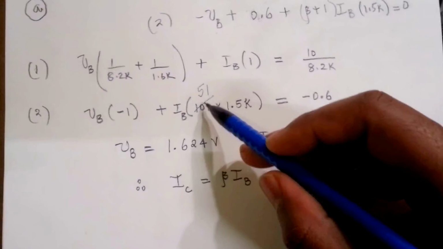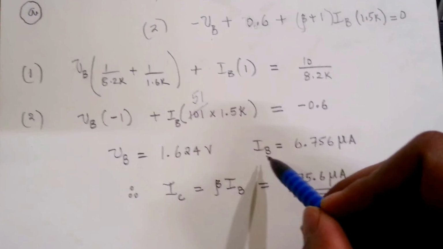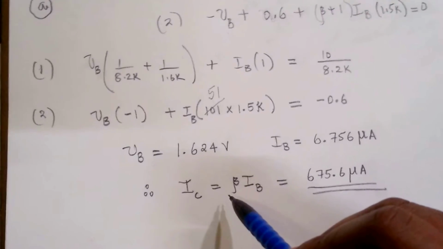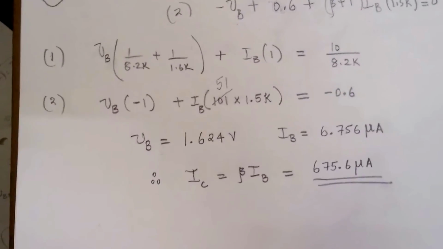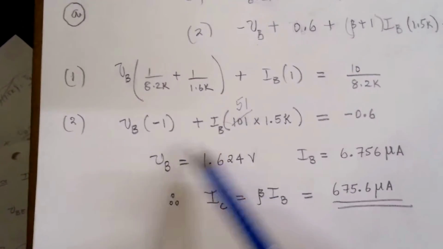So if we change that to 51 and recalculate, we'll get a new VB, a new IB, and also a new IC. So let's redo that and come up with a solution. Basically, plug these two simultaneous equations into your favorite solver.